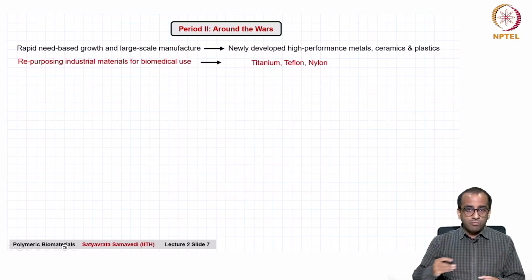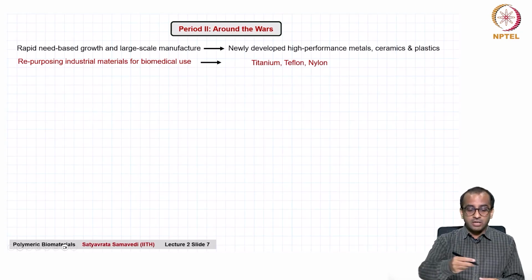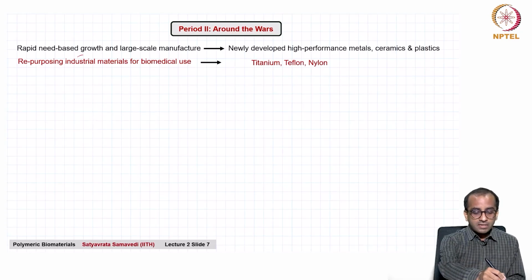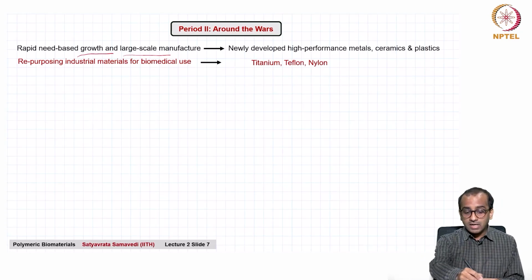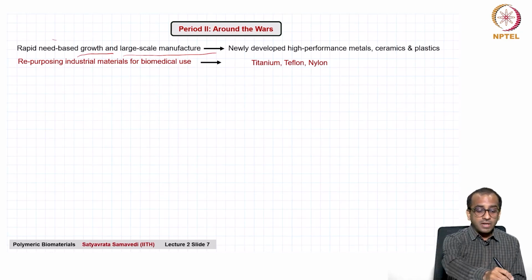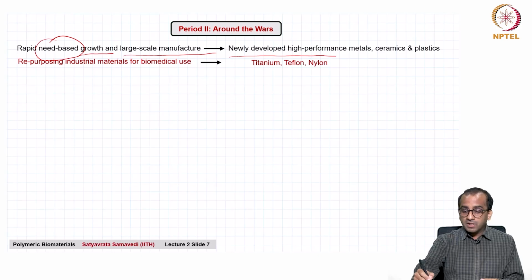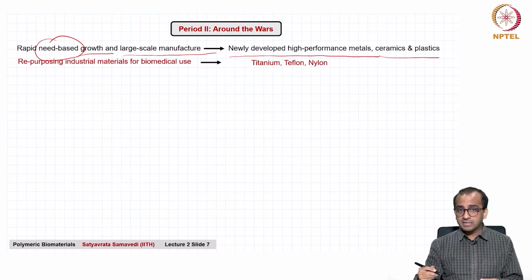From there, we now move to the period 2, which is the period around the wars. Now, the two wars, World War I and World War II, brought in excessive destruction and a lot of misery, but they also led, interestingly, to exceptional industrial growth and large scale manufacture, a lot of which was driven primarily by a need during and around the wars. So, there were a lot of newly developed high performance metals, ceramics and plastics that were used.